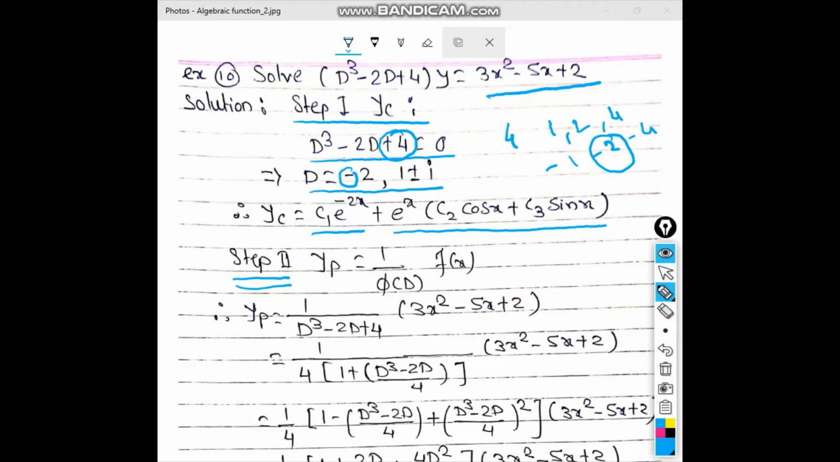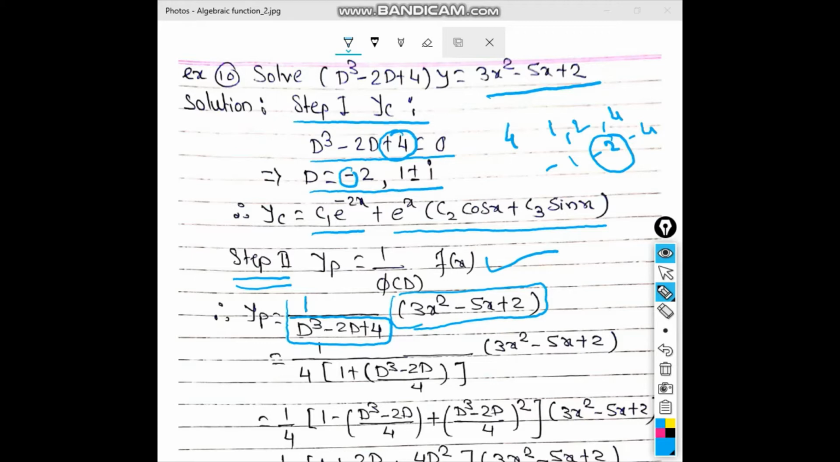In step 2, yes, we have to find yp, and this is the standard formula for the particular solution: 1 upon phi of d of f(x). Okay, so we just replace phi of d here, that is 1 upon d cube minus 2d plus 4 of f(x). The f(x) is the RHS of the given differential equation. So this is 1 upon phi of d. Okay, that is just a replacement.